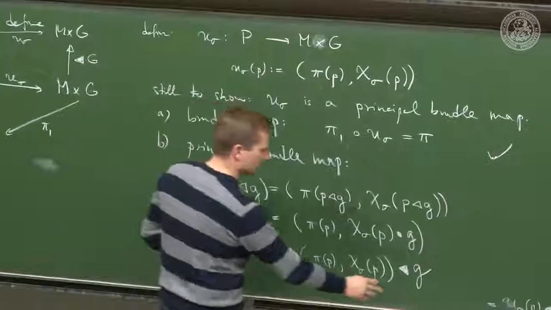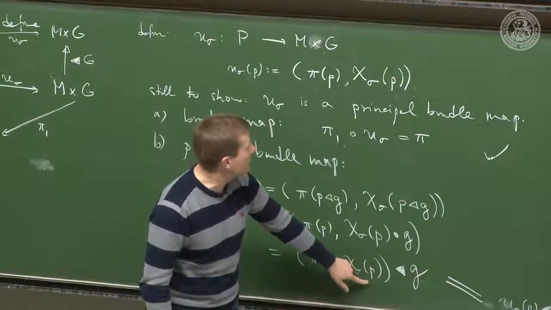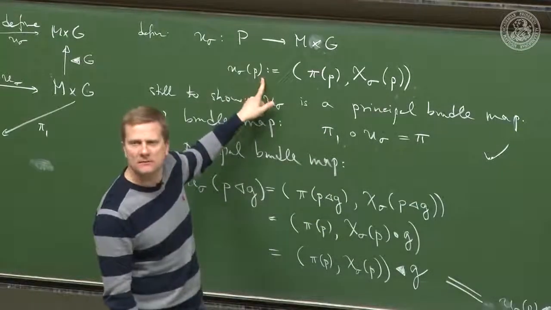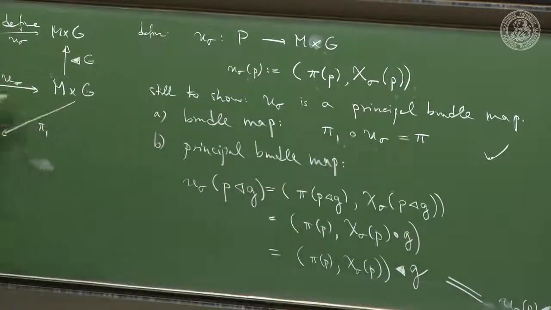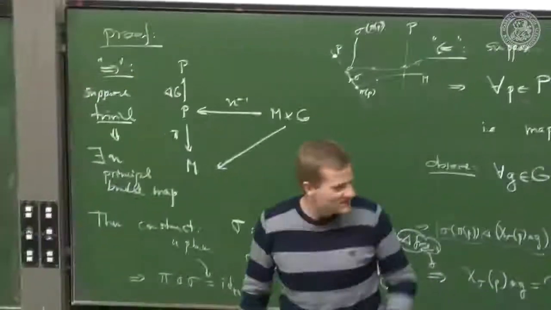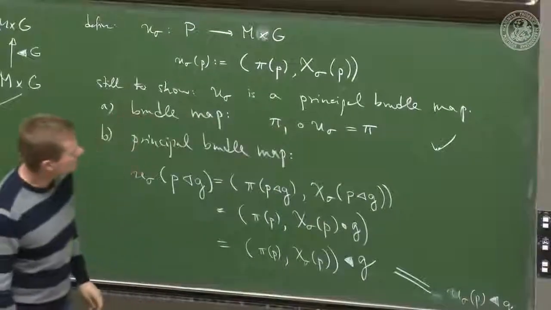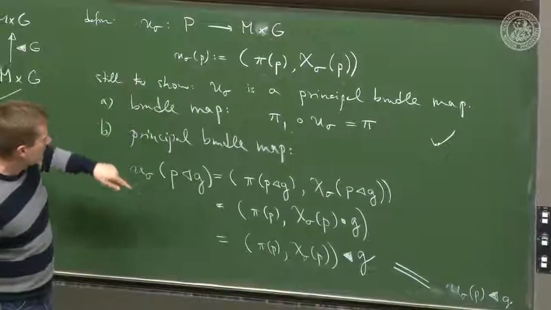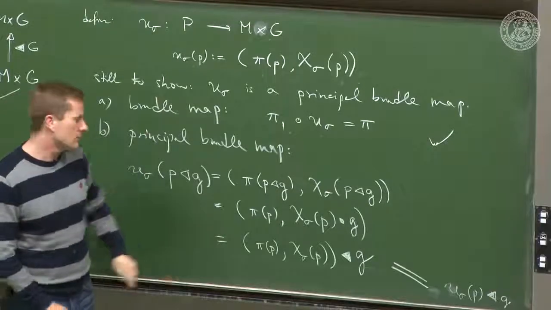Aha, but this is precisely what we wanted to show, because pi of p, chi sigma of p is precisely u sigma of p. So indeed, this u that we constructed from this chi sigma, which in turn was constructed from the action and has this property, which is easily proven once you look at it carefully. Thank you again for the help. This makes this u sigma a bundle map, but even a principal bundle map.